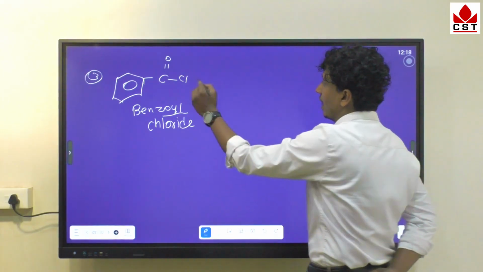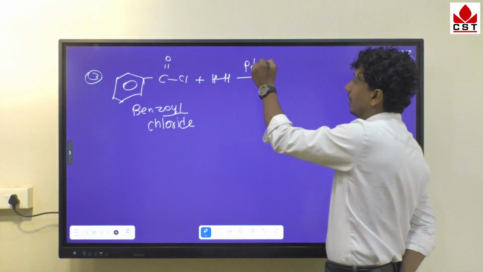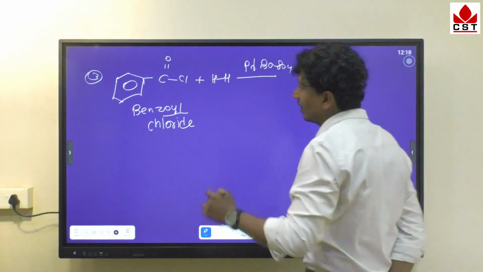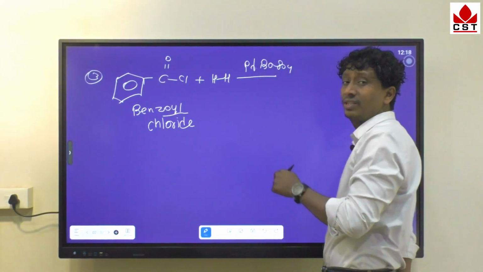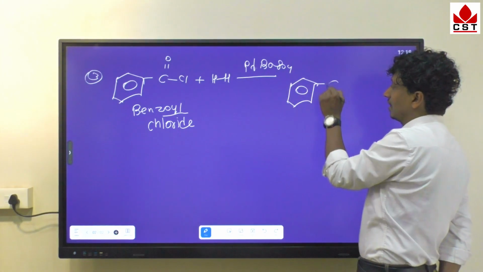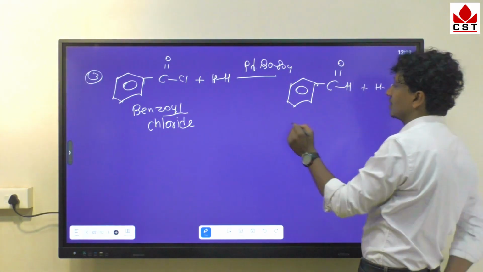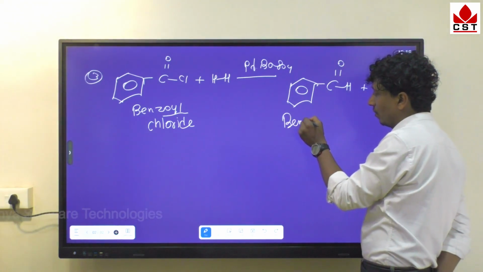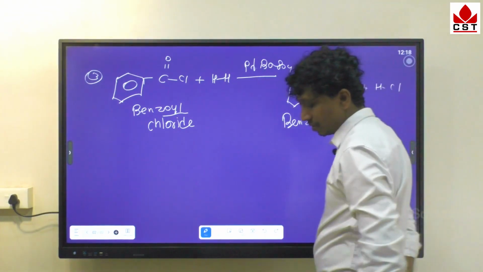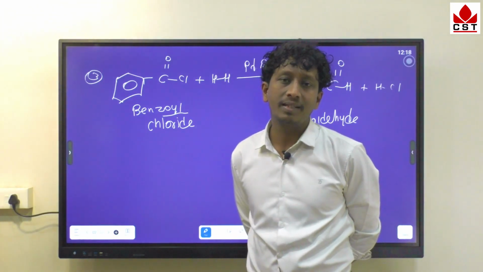It is benzoyl chloride, which on treatment with H2, dihydrogen, with the help of palladium barium sulfate, forms 1 hydrogen with the carbonyl carbon and 1 hydrogen with the chlorine, and the formation of the ring with C double bond O bond H. In the reaction there is a loss of HCl. Ring C double bond OH is benzaldehyde.